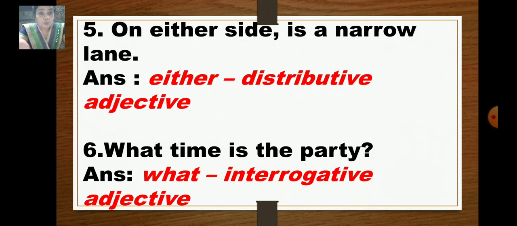Now children, today we learned about adjectives and kinds of adjectives. Now quickly click the link, pick the correct answers and then submit it, and we'll see you in the next video with a new chapter again.